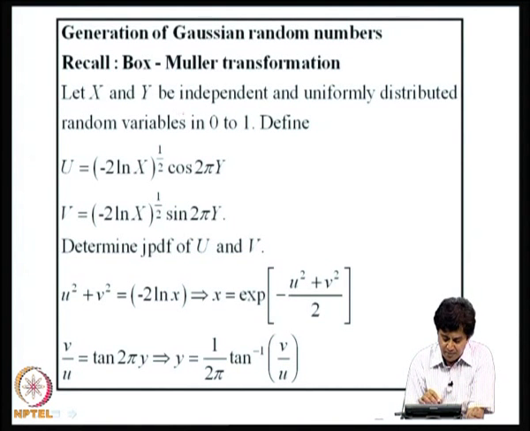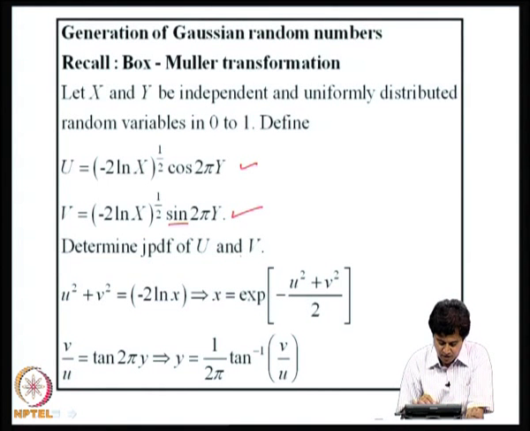So, let x and y be independent and uniformly distributed random variables in 0 to 1. I define u as minus 2 ln x to the power of half cos 2 pi y, and similarly v, instead of cos here I have sin. The problem is to find the joint probability distribution function of u and v. We have solved this problem and we have shown that u and v are independent and jointly normal, they have 0 mean and unit standard deviation. So, that we have done.